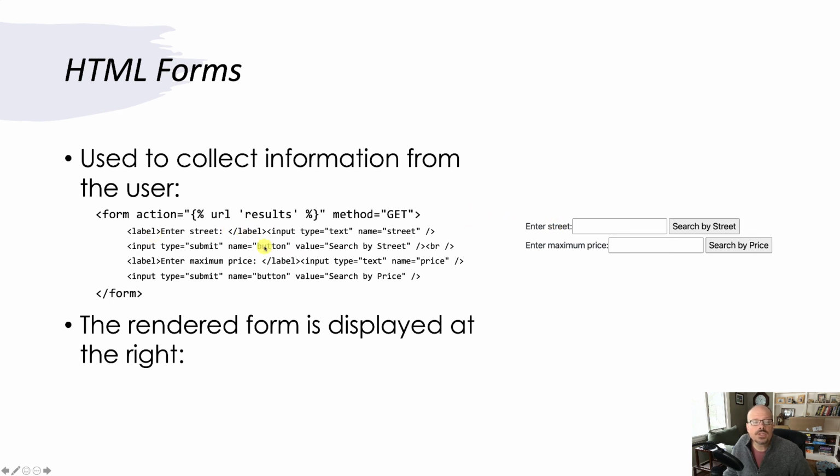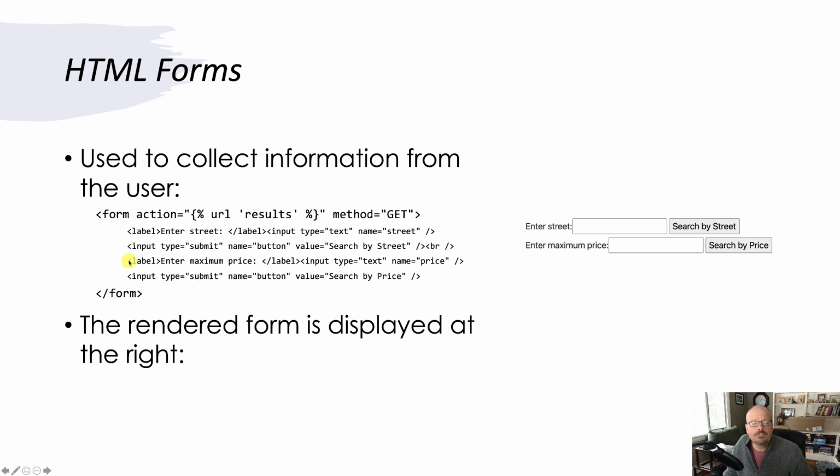Typically, you're going to start with a label, open and closing label, and you'll see that over here in terms of enter street. And then you have an input element, okay? And the input element indicates the type. Text here indicates that it's going to be a text box. Name is the name, actually, of the variable that's going to get passed to Django. In the second one here, we have a submit, which is the button, and we give it a value, search by street, and that's what actually appears here, of course, on the button itself. And then we have enter price, same structure, and another submit button.